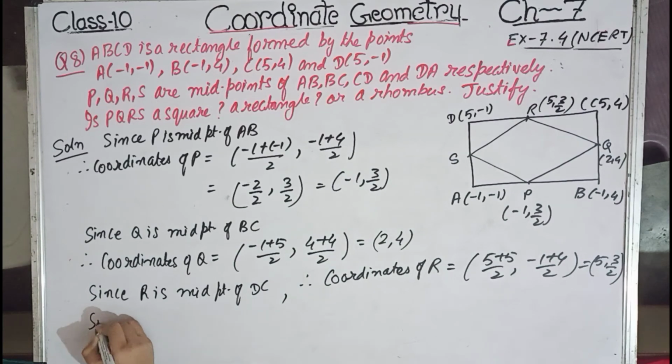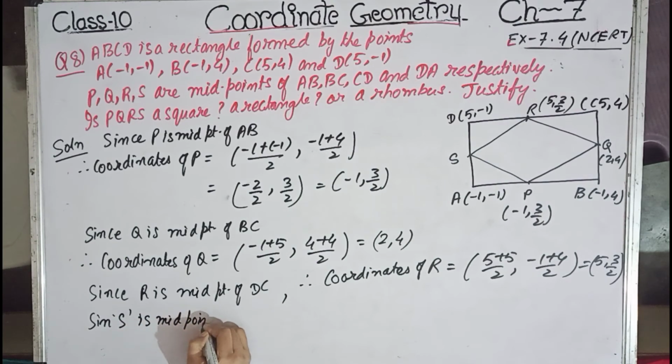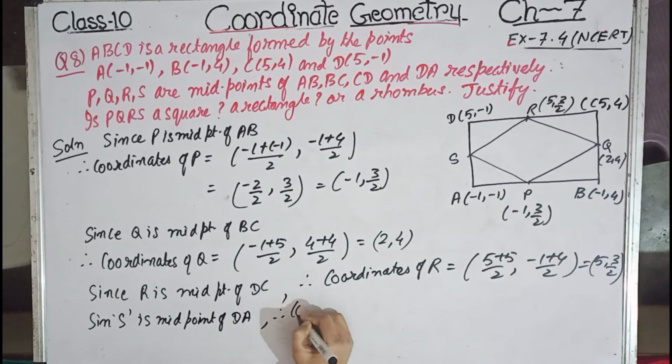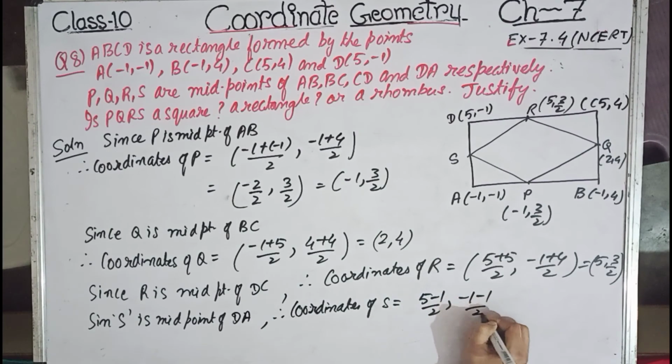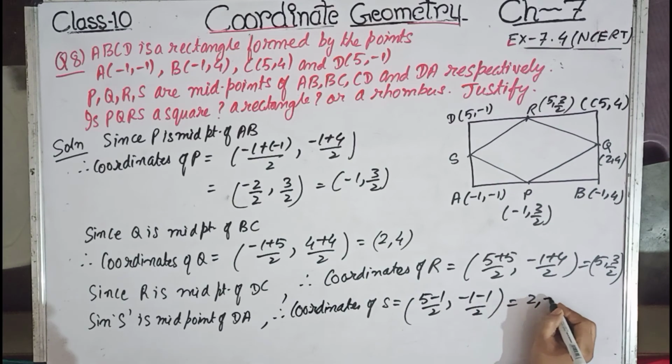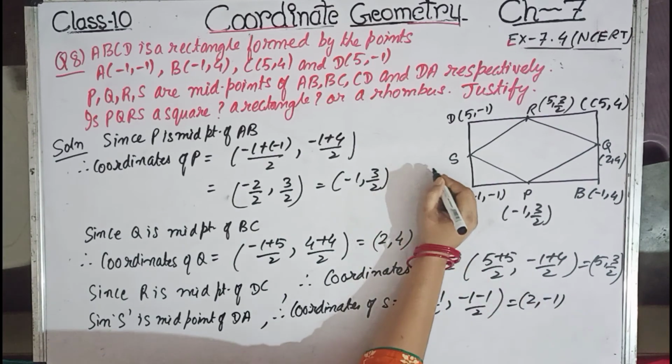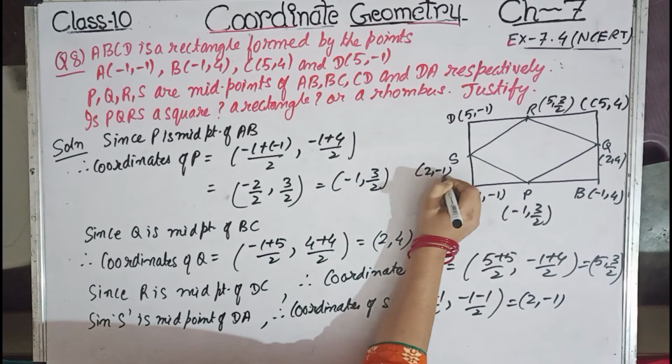Now since S is the midpoint of DA, therefore coordinates of S equals to (5 minus 1)/2 and (-1 minus 1)/2. So 4 by 2, that is 2, and -2 by 2, that is -1. So here also I am writing its coordinate 2 comma -1.